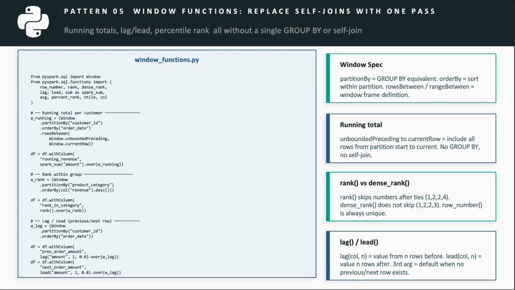Window functions are also the right tool for percentile rank within a group, running averages with a rolling window of n rows, first and last value within a partition, all without a single group by or shuffle.